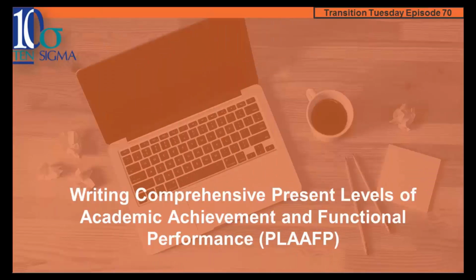Today I'll be talking about writing comprehensive present levels of academic and functional performance. This is the second video of a three-part series of connecting the pieces of putting the transition plan together. Right now I'm going to switch over to a short slide presentation to share this information. In last week's episode 69, age-appropriate transition assessments were discussed. In this week's video, we will examine how to use the results from the assessments to write comprehensive present levels of academic achievement and functional performance.